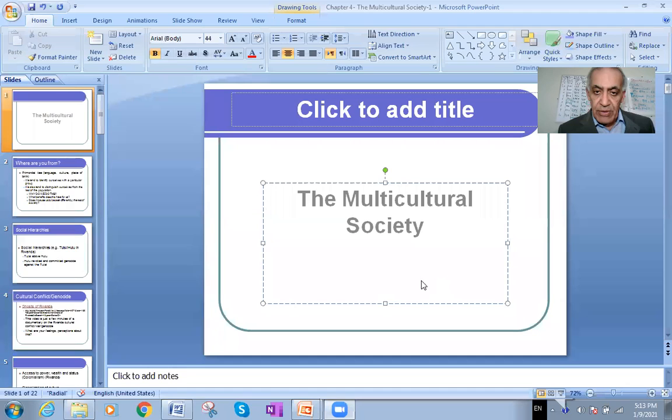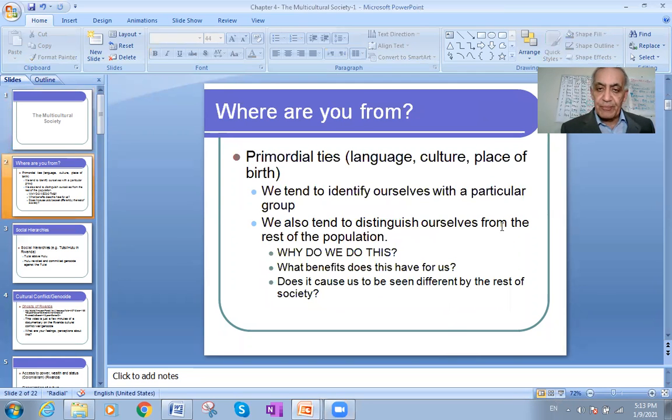This unit will be about the multicultural, and we will have a very fantastic and very nice unit today. I hope that all of you will understand it. The multicultural society: how it looks, the aspects, everything about it. So let's go.